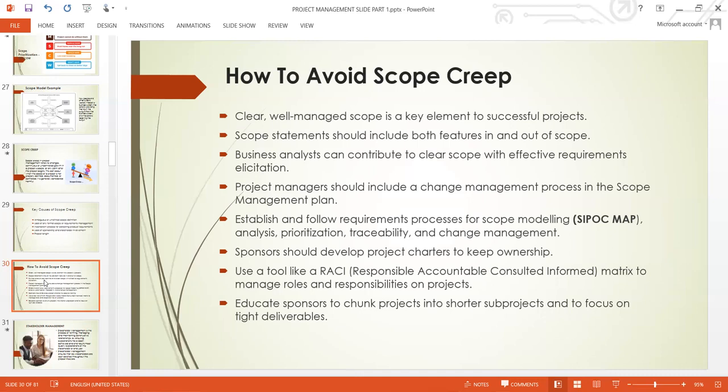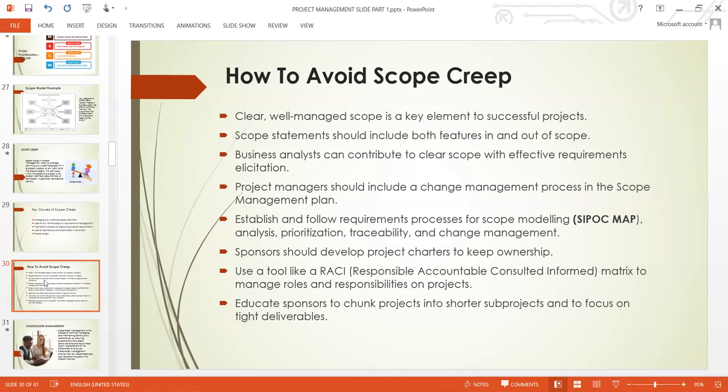Like I said, you must have a model for scope management, a model of your own that works for you. And we have a generally accepted model like a SIPOC map. A SIPOC map is very, very powerful. It's a very powerful tool.